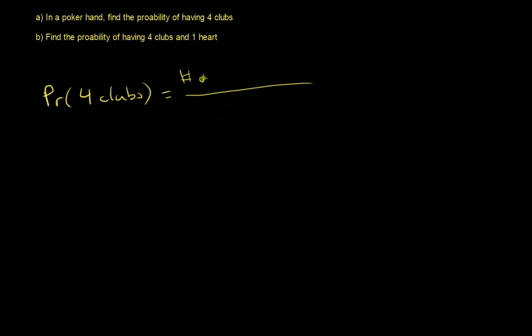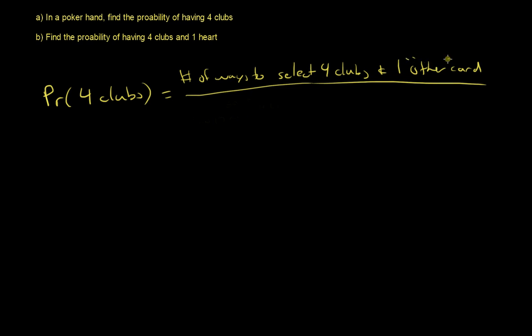So the number of ways to select 4 clubs. Now I'm going to have 5 cards, so 4 clubs and 1 other card, right? Other means not club. And then divided by the number of ways to select 5 cards, right? This is the classical approach to probability. Basically, the number of ways that your outcome can occur divided by the total number of possible ways that the experiment could have happened.